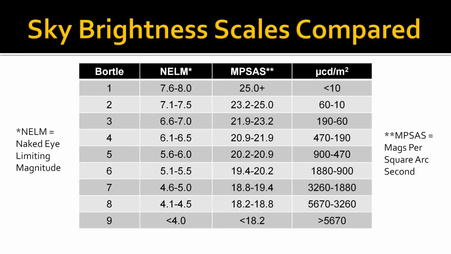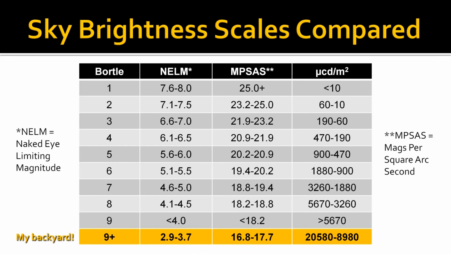The last thing to note before leaving this table is where my backyard sky brightness sits on these scales. Well, not too good, to be honest. My backyard is a solid Bortle 9+, about 20 times brighter than the Bortle 5 skies I enjoy at my cottage in the summertime. With such terrible skies, it is not hard to understand why I have such an interest in light pollution filters.